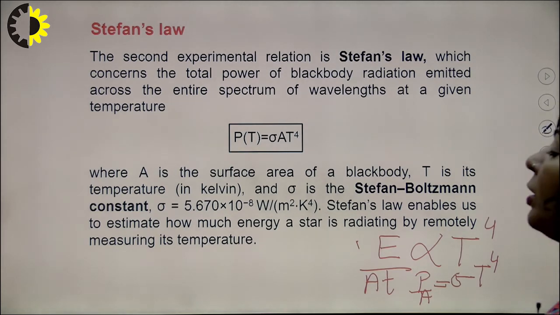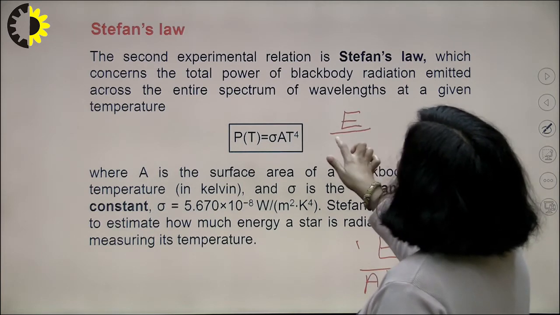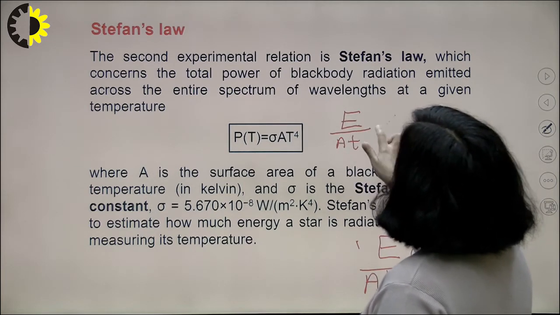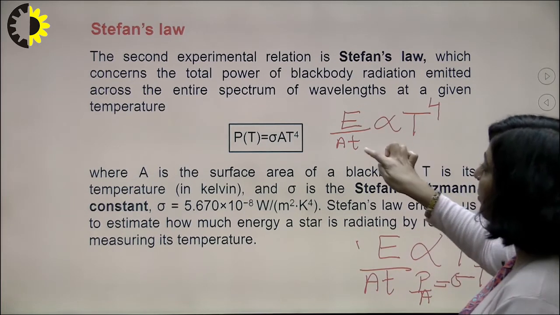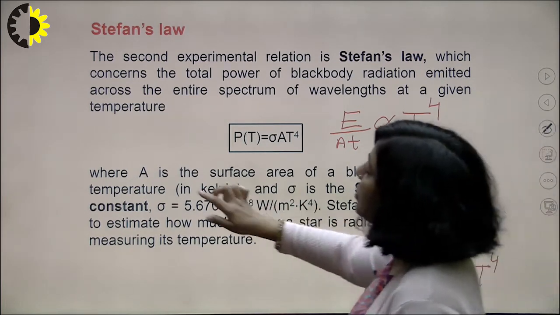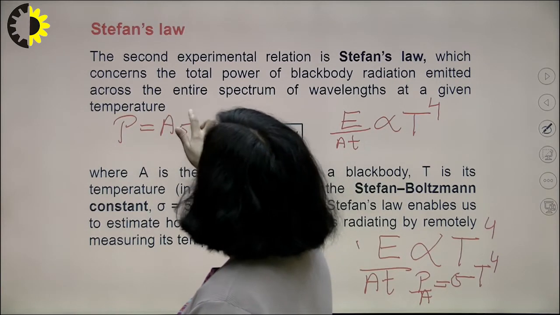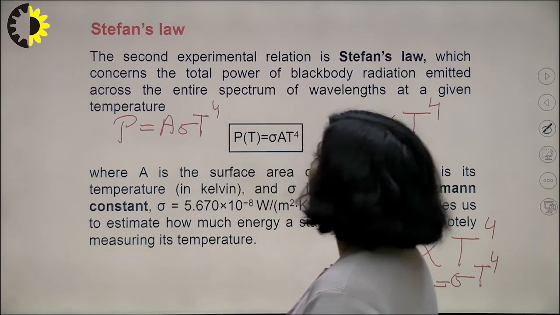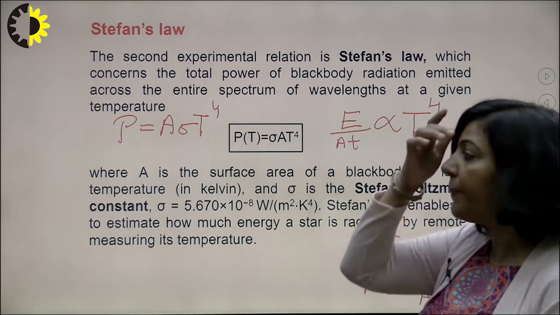What is Stefan's law? The energy radiated by a perfectly black body per unit area, per unit time, is directly proportional to the fourth power of temperature. Energy per unit time is known as power. So this is your power per unit area, and when you remove this proportionality sign, you will get a constant. The name of that constant is Stefan's constant, and it is denoted by sigma.